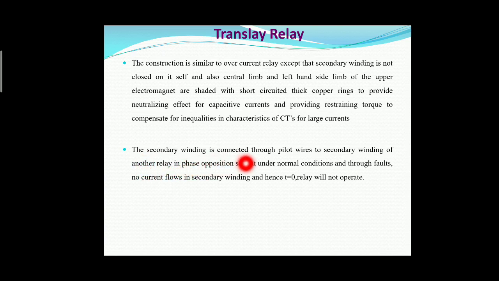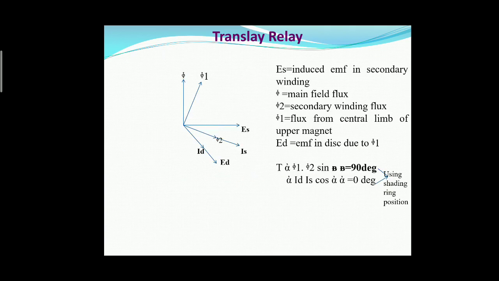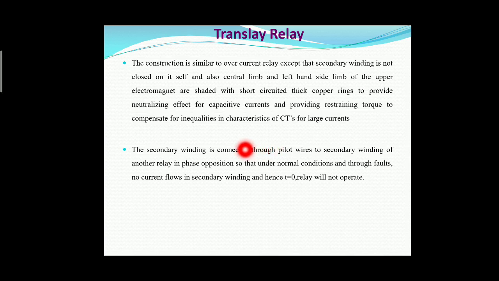The secondary winding is connected through the pilot wires to the secondary winding of another relay in phase opposition, so that under normal conditions and through faults no current is flowing. Under normal operating conditions no current will flow through the relay coil, which means no torque will be produced. That is, the net current will be equal to 0.